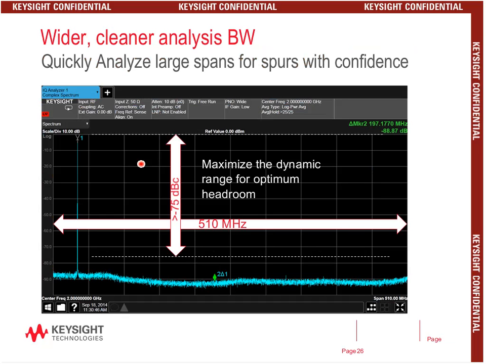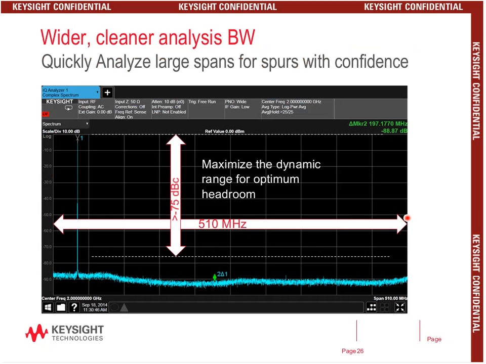Now, this is all great capturing wide bandwidth, but if you're trying to do spur searching, you need to know what spurs are being generated by your device and which ones are being generated by the measuring device, in this case, the spectrum analyzer. And some of the advances in ADC technology allow us to see greater than -75 dBc spurious dynamic range over the full 500 megahertz of bandwidth. So that's never been available on off-the-shelf capabilities.